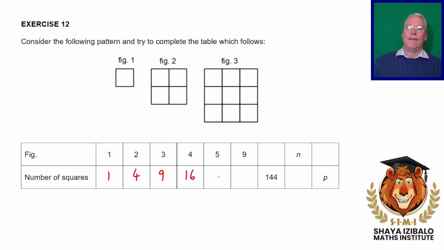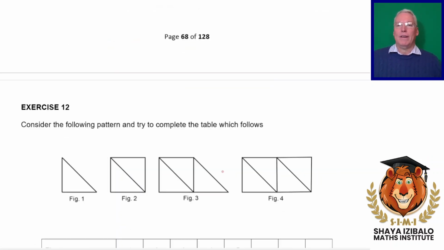5, 25. 9, 81. How are we going to go the other way? What's the undoing of squaring? That's right, square rooting. So n, if it's figure number n, the number of squares will be n squared. If there are p squares, how do we go back? We square root p. What does p represent? Any number we like. If p represents 9, then the answer would be 3. 9, 3. Okay. All right.